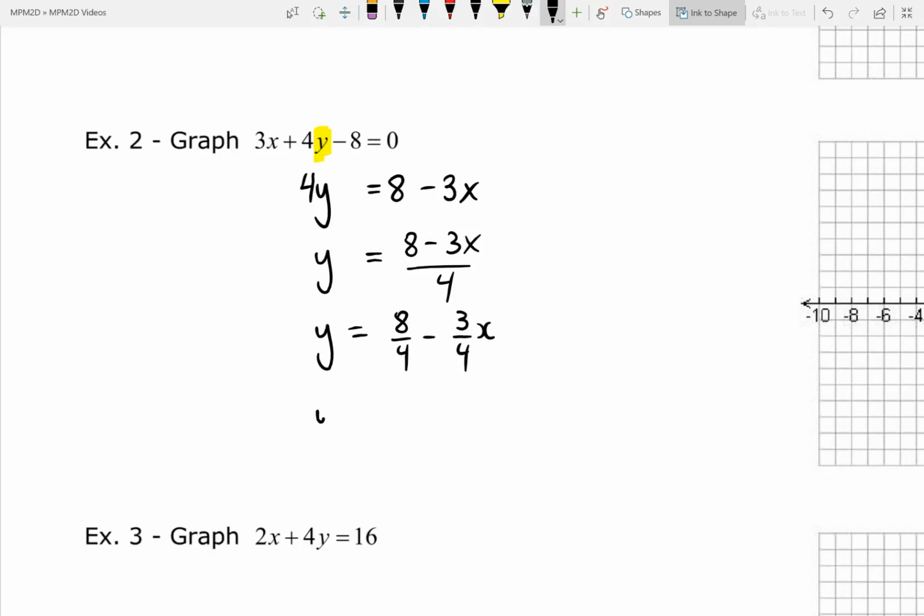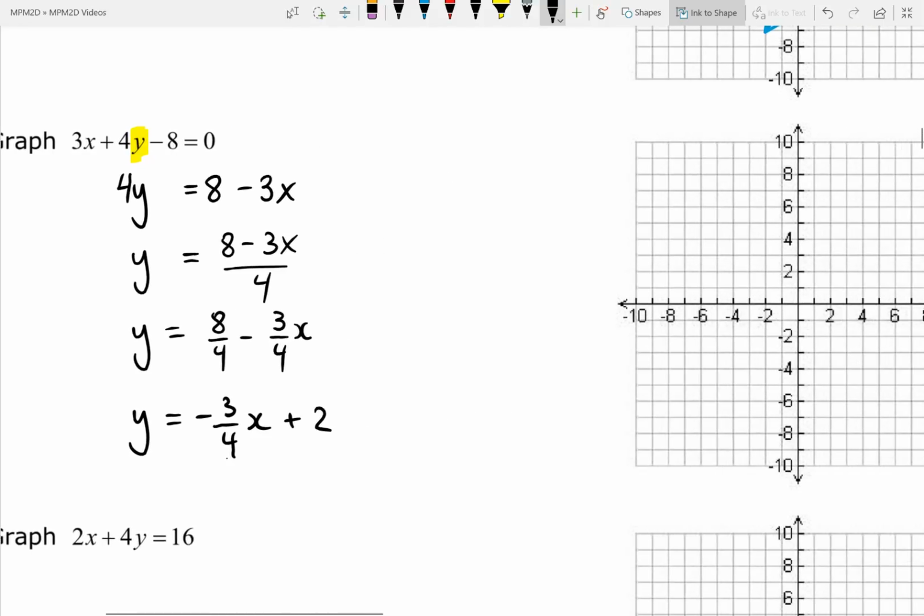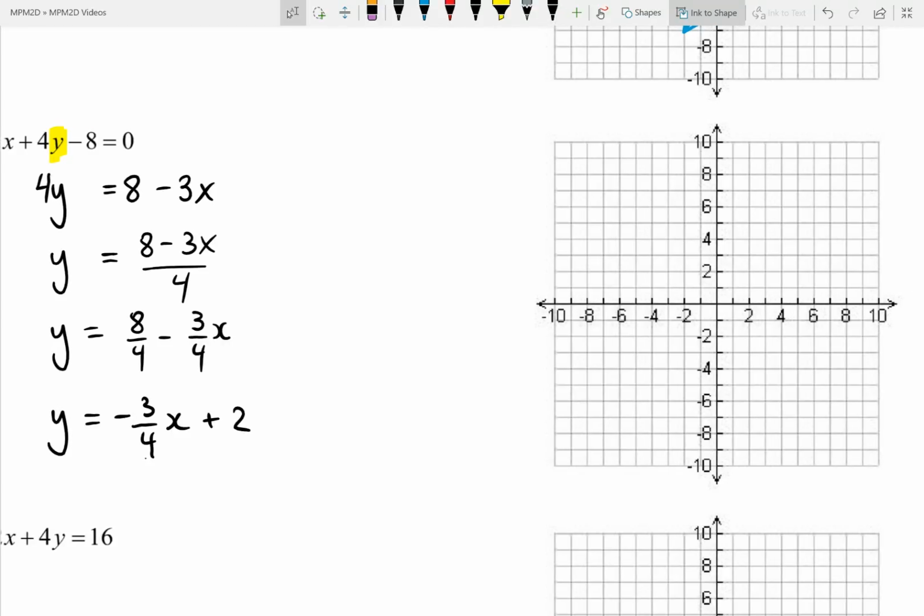And I'm just going to put the x term in the beginning. So minus 3 over 4x plus 8 over 4. But I can simplify 8 over 4 to being 2. So now I can see that I have a slope of negative 3 over 4 and a y-intercept of 2. So going to my grid here, I'm going to plot my y-intercept. So here it is at positive 2.